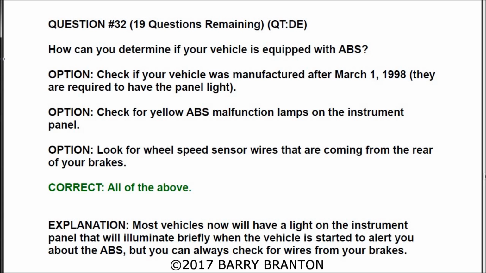Second option, check for yellow ABS malfunction lamps on the instrument panel. And final option, look for wheel speed sensor wires that are coming from the rear of your brakes. And again, all these are correct. The explanation is most vehicles now will have a light on the instrument panel that will illuminate briefly when the vehicle is started to alert you about the ABS, but you can always check for wires from your brakes.